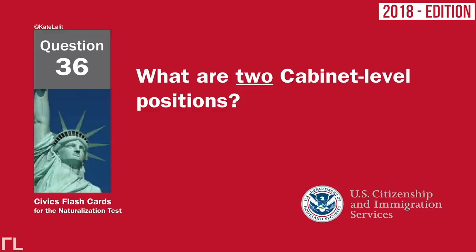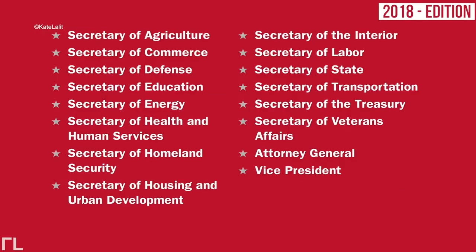What are two cabinet-level positions? Secretary of Agriculture. Secretary of Commerce. Secretary of Defense. Secretary of Education. Secretary of Energy. Secretary of Health and Human Services. Secretary of Homeland Security. Secretary of Housing and Urban Development. Secretary of the Interior. Secretary of Labor. Secretary of State. Secretary of Transportation. Secretary of the Treasury, Secretary of Veterans Affairs, Attorney General, Vice President.